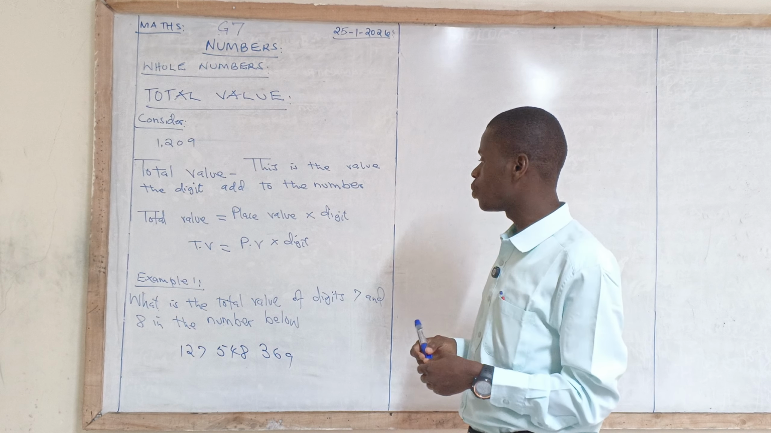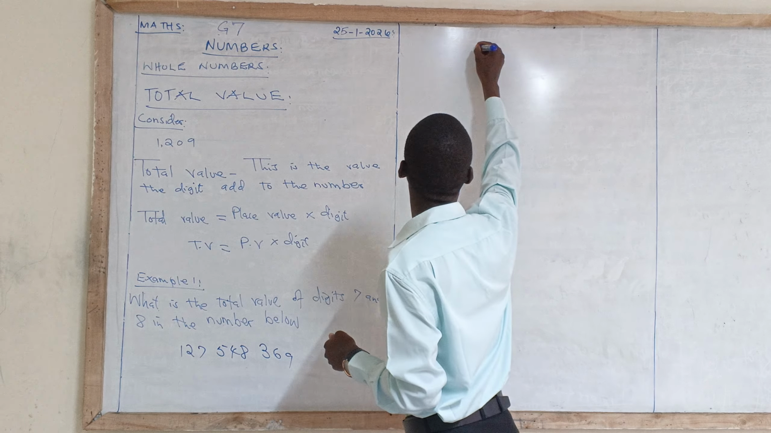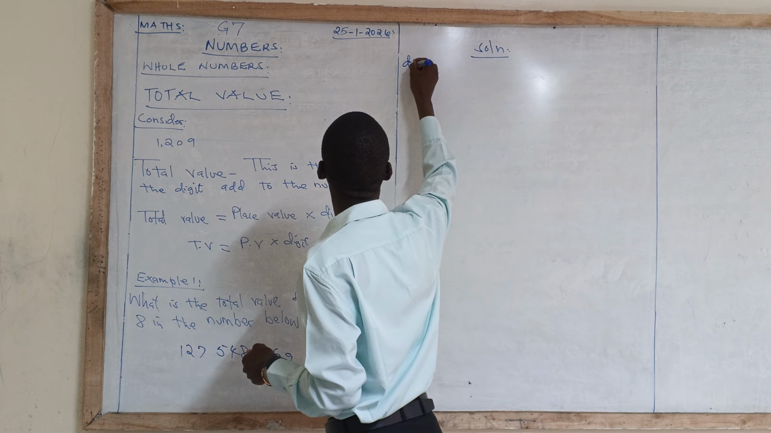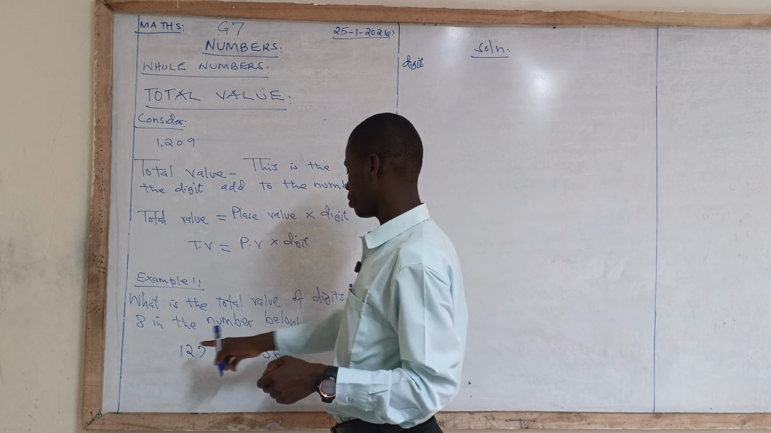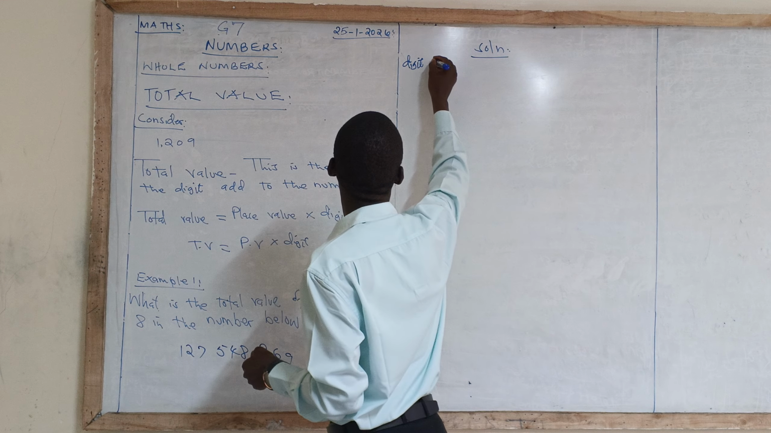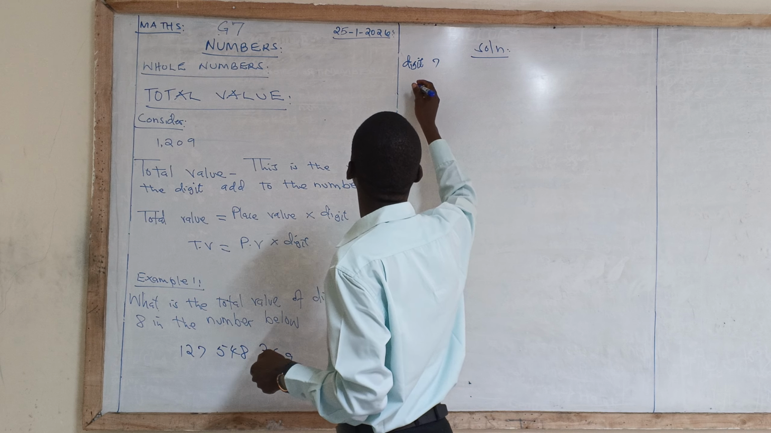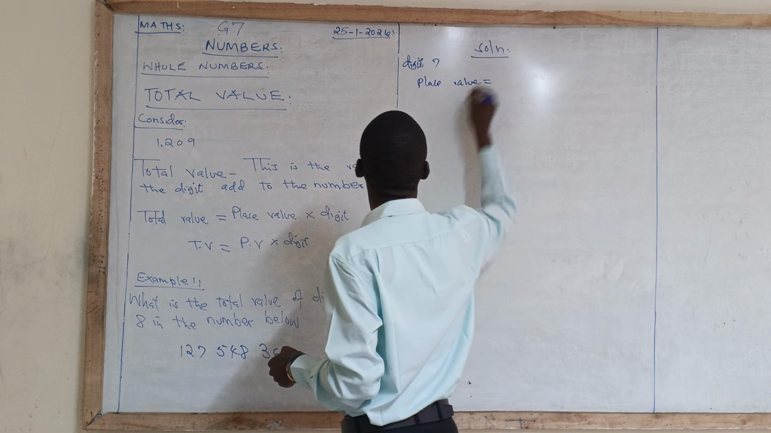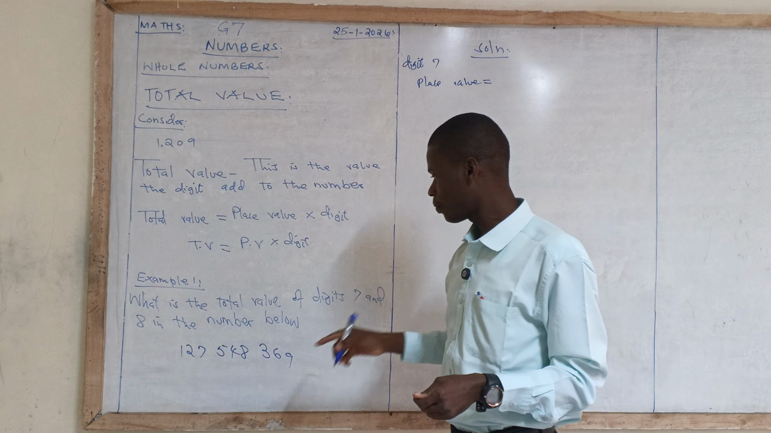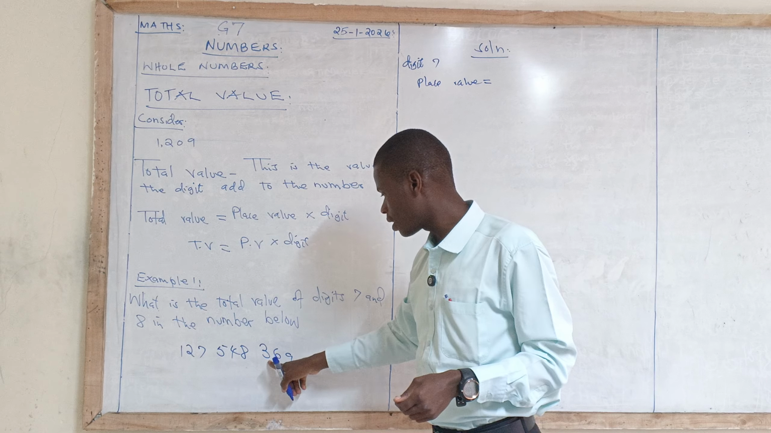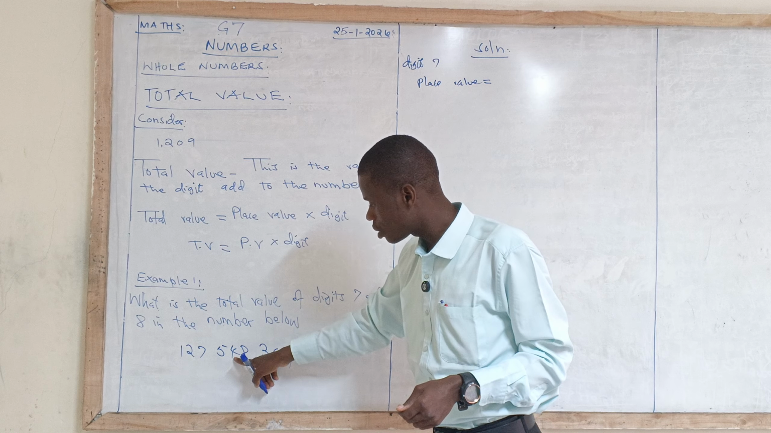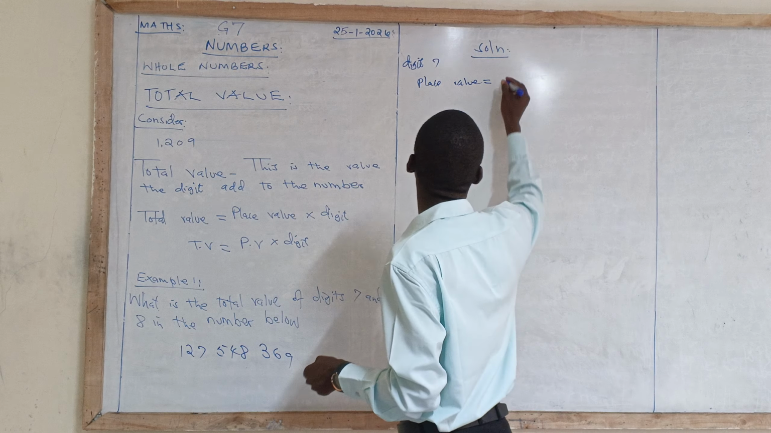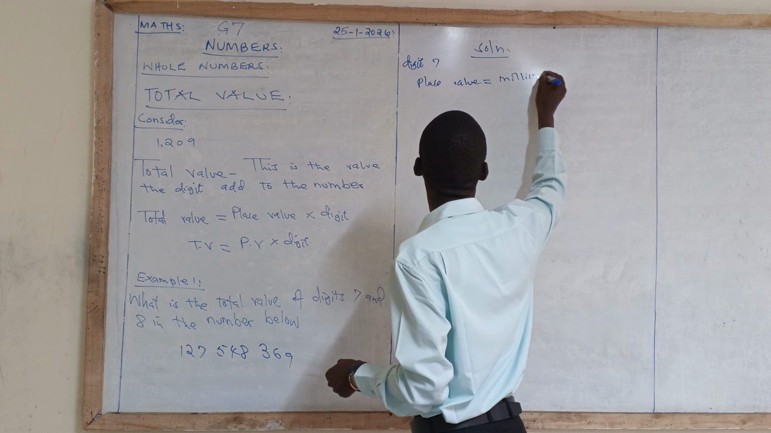So first, I start with the solution here. Start with the first digit. When you're writing digit 7, start with digit 7. Now, place value. What is the place value of digit 7 here? Ones, tens, hundreds, thousands, tens of thousands, hundreds of thousands, millions. So, place value, that's now millions.